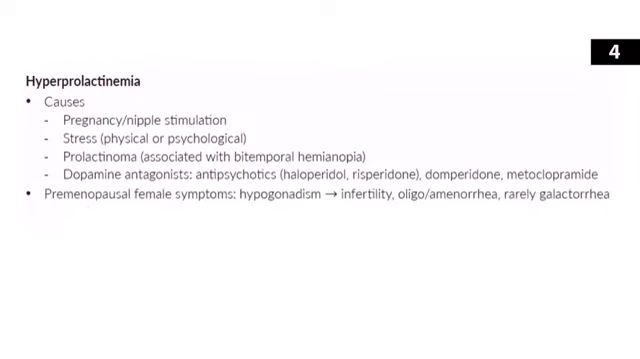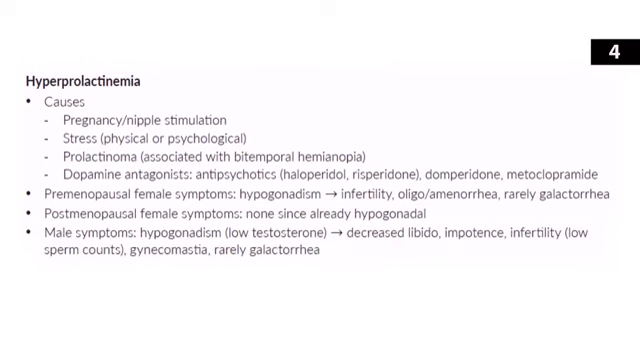In premenopausal women, symptoms can be hypogonadism or infertility, oligo or amenorrhea, rarely galactorrhea. In postmenopausal women, symptoms there are usually minimal since they're already hypogonadal. In men, symptoms can be hypogonadism also, low testosterone, which would be decreased libido, impotence, infertility with low sperm counts, gynecomastia, and then again rarely galactorrhea.